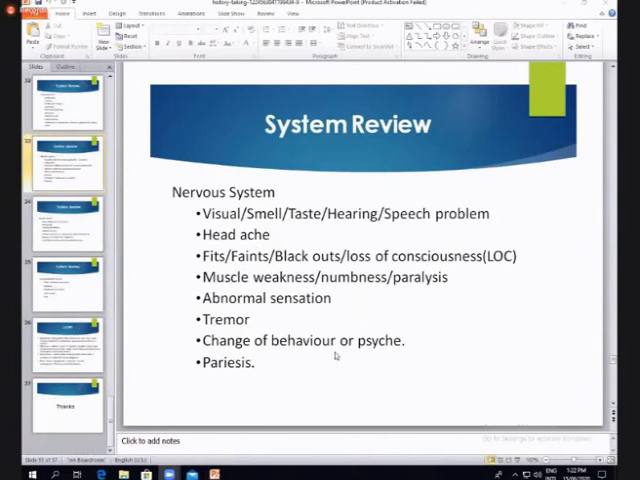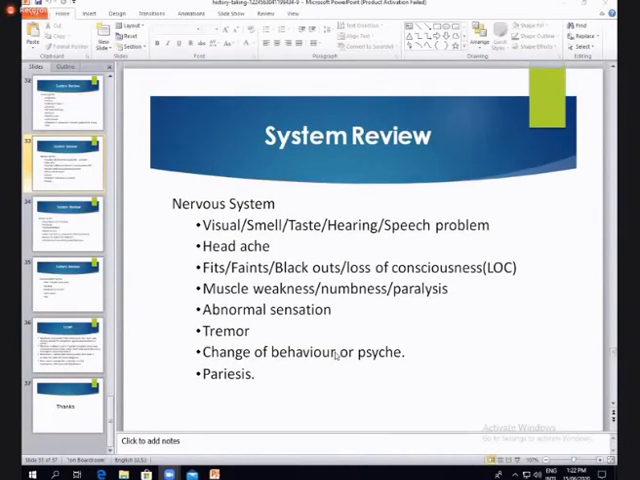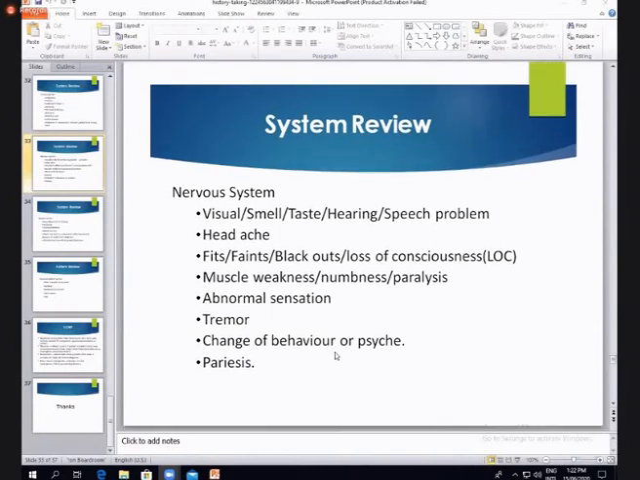Things to be inquired include blackouts, loss of consciousness, any abnormal sensations, tremor, paresthesias, paresis, or any type of neurological deficits, including all types of loss of sensations like smell, taste, hearing, speech, and visual problems that come under the domain of neurology.